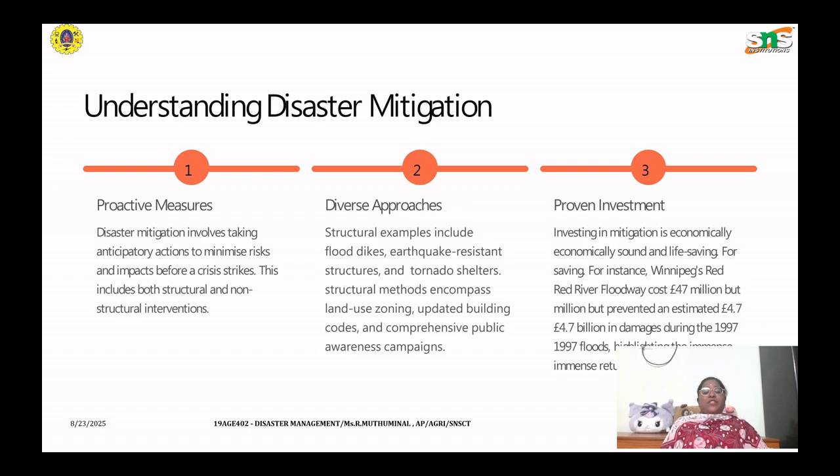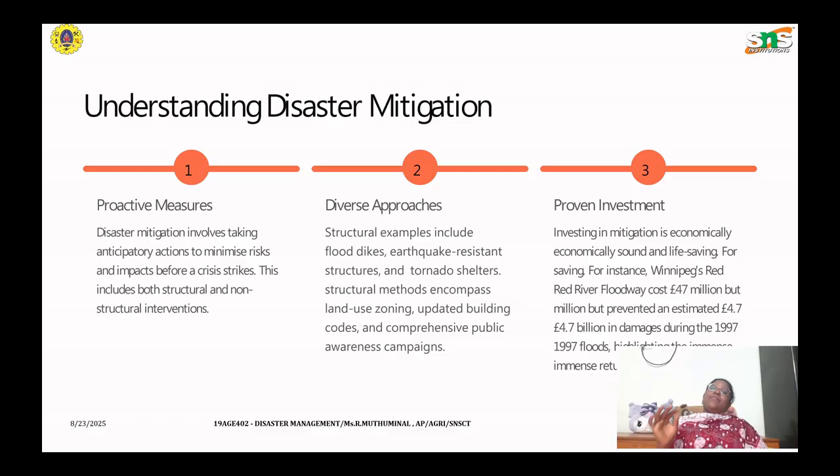Under the proactive measures, it involves anticipatory actions to minimize the risk and impact before a crisis strikes. This includes both structural and non-structural interventions. So here I would like to state an example. During the occurrence of an earthquake, we will feel a vibration of the structural elements and we will immediately come outside of that building and stay in the open ground.